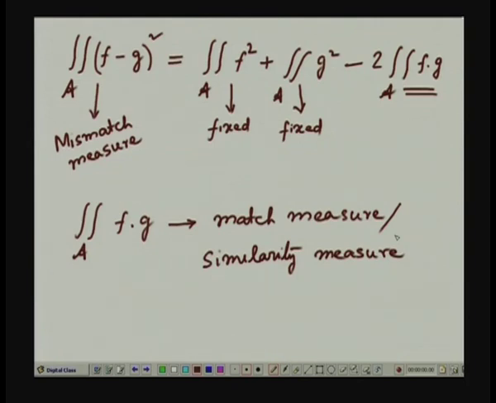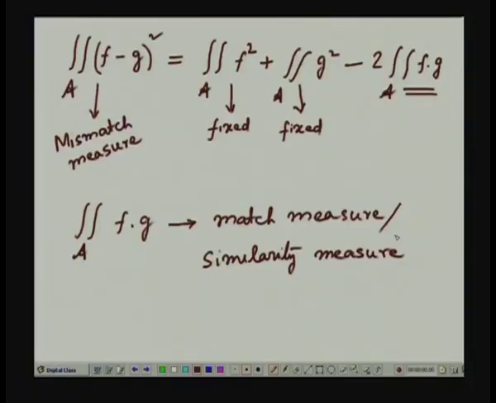So, this means that whenever the given template matches the best in a particular region, in a particular portion of the given image G, in that case f into g double integration over the region A will have a maximum value, and we take this as the similarity measure or the match measure.